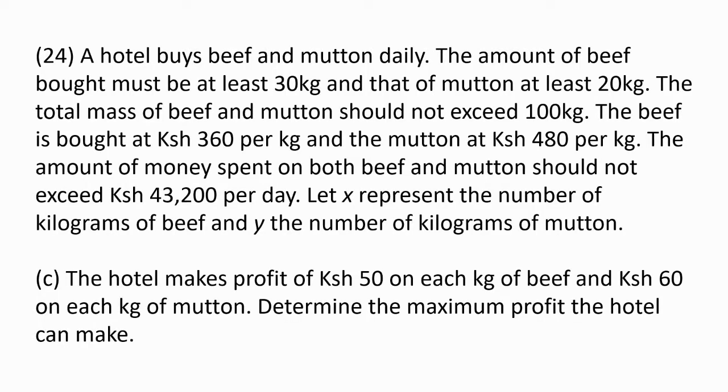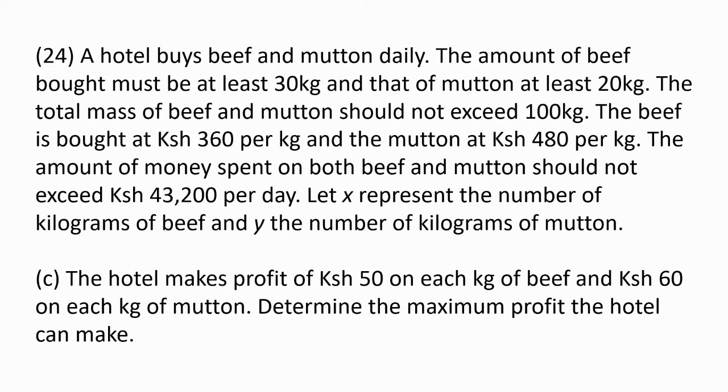Question 24, part C. The hotel makes a profit of 50 shillings on each kilogram of beef and 60 shillings on each kilogram of mutton. Determine the maximum profit the hotel can make. To determine this, we are going to use the graph we have plotted in part B and read off the points of intersection.